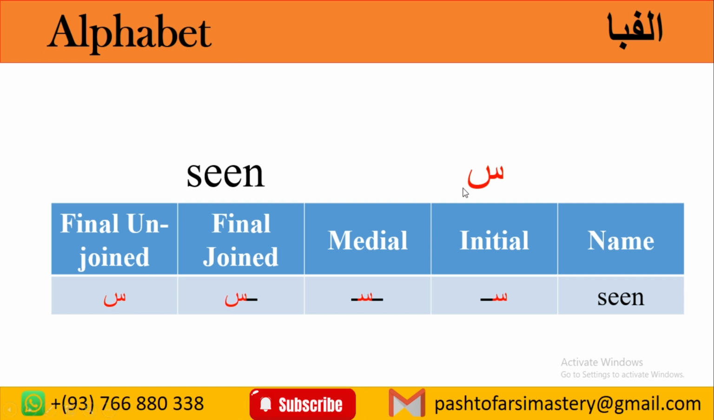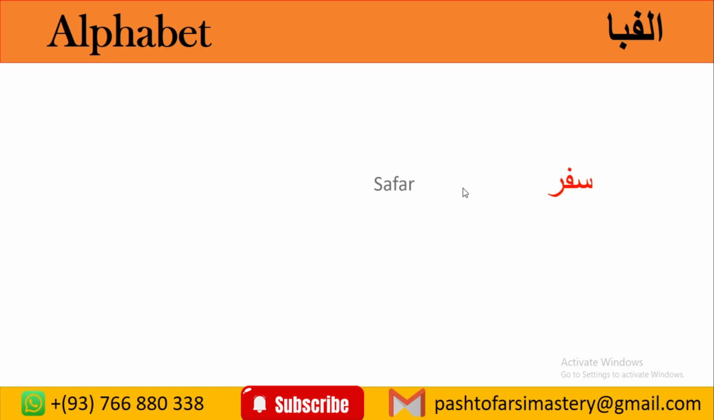At the beginning, in the first video, we cleared this topic: the letters that come at the beginning, middle, and end, in all these cases the style changes. When it comes at the beginning and middle, the writing style changes. In a word, for example, as we have seen at the beginning, sapar. Sapar means travel or journey.